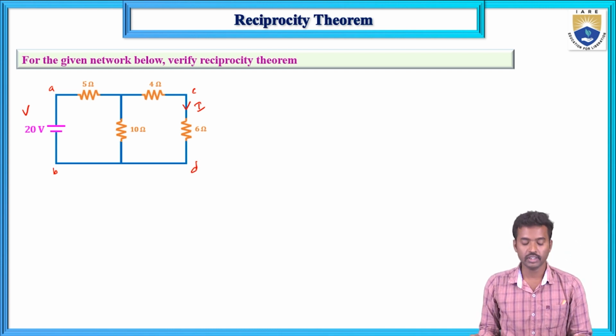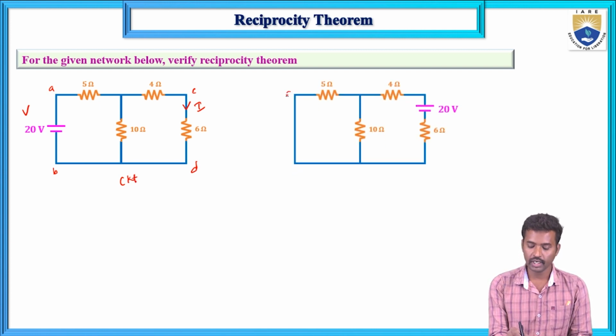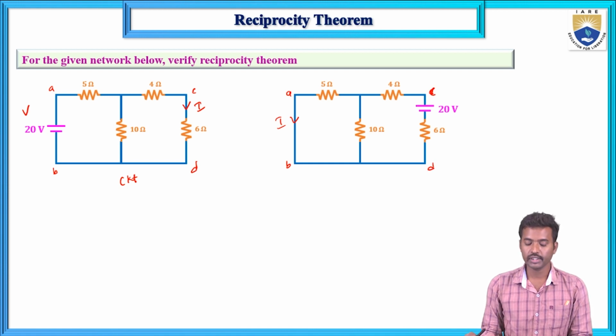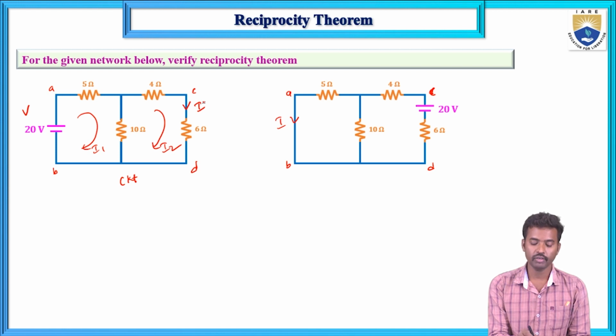Now this is circuit 1. Now for circuit 2, this is A, this is B, and this is the current I, and this is C and this is D. Now interchange the branch terminal and source terminal, that means the response terminal and the excitation terminal, and find out the response. Here in the first circuit, the response current is this I1 current and this is the I2 current. If you calculate the I2 current, then we can obtain the response current I.